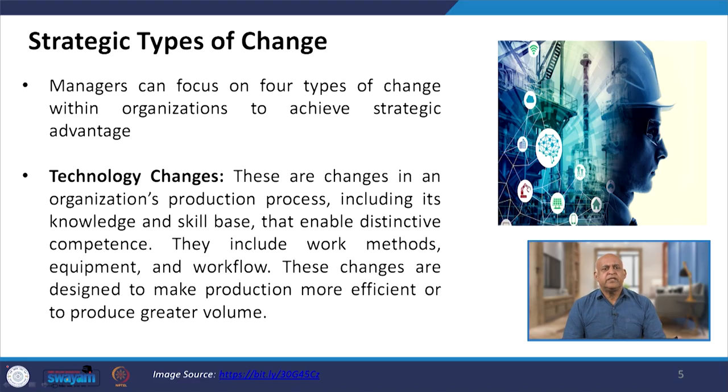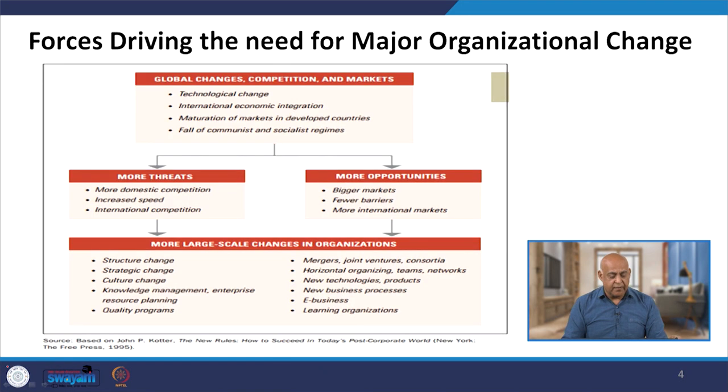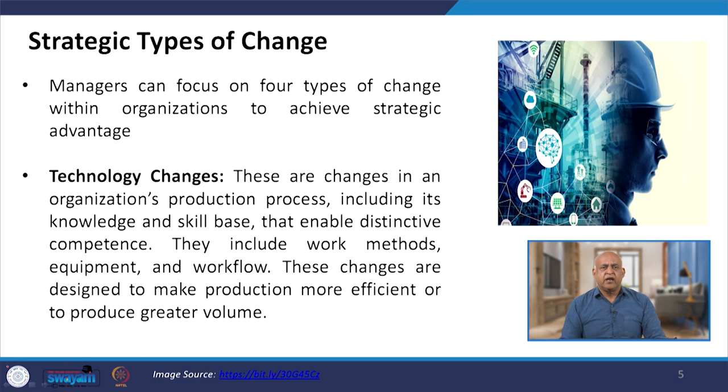Now, the strategic types of change. We have talked about strategic changes, and strategic change can focus on four types of change within organizations to achieve strategic advantage. One is technology change. These are the changes in an organization's production process, including its knowledge and skill base. When you are changing the technology, you are changing the knowledge and skill base. When you are changing the knowledge and skill base, it is affecting your manpower. So your manpower should be flexible enough to develop themselves in the given environment, and that enables distinctive competence.